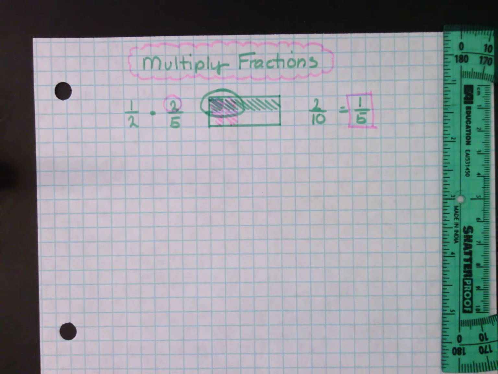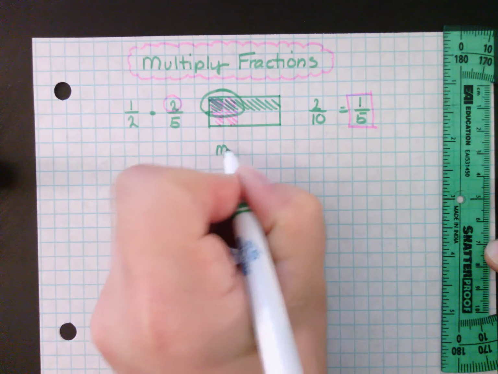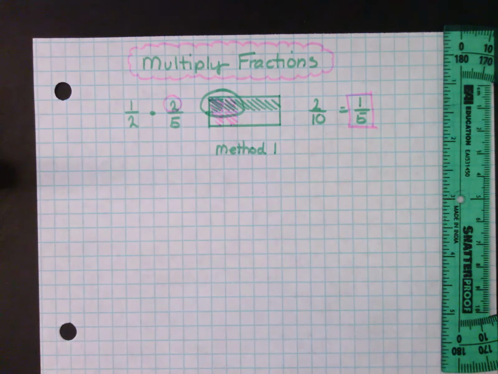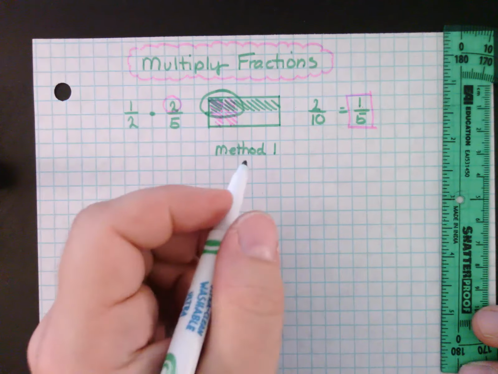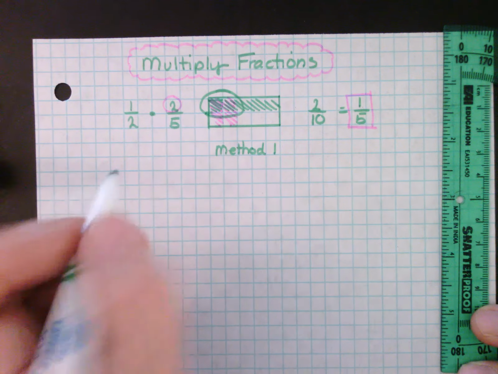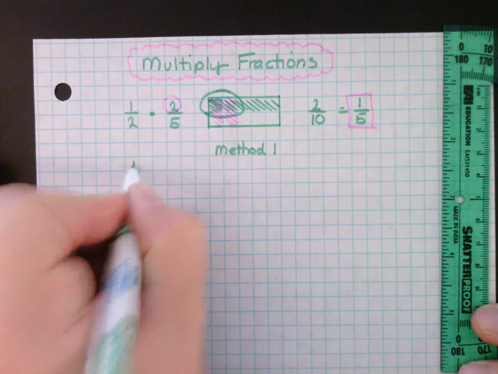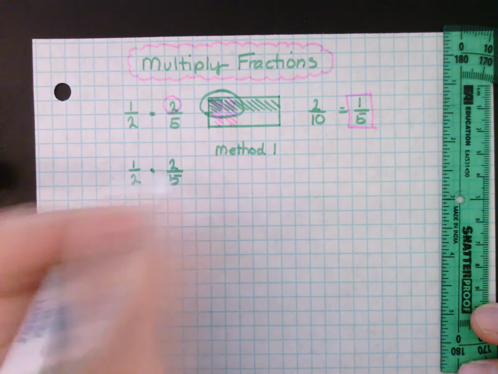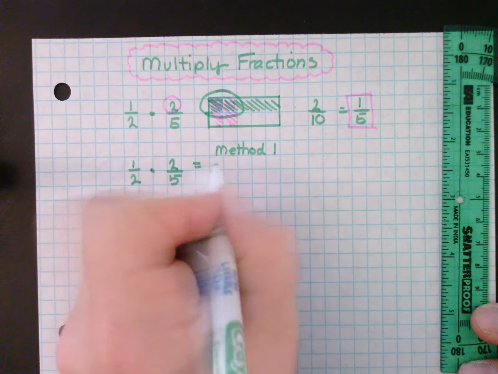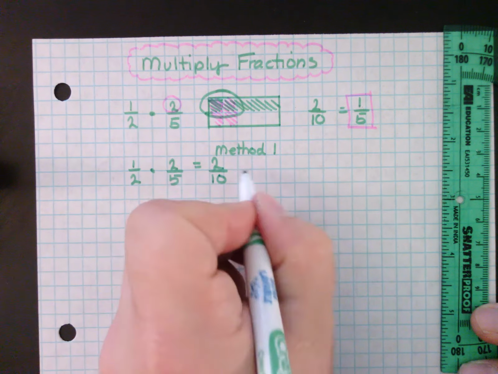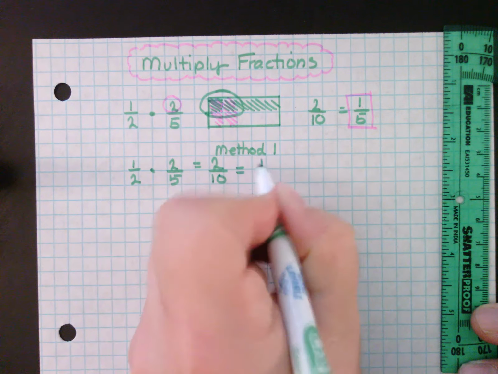That's method 1. Method 2 is to multiply across. So I know 1 times 2 is 2, and 2 times 5 is 10. But I still need to simplify, and so I have 1/5.